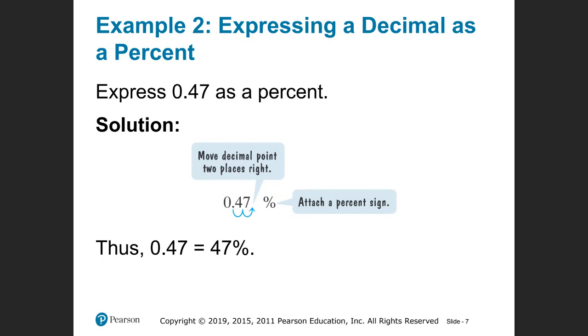If you don't have a decimal, for example, if this had been 47, place a decimal point at the end of the number and then add zeros and move the decimal point 2 places to the right. So 47 would be 4,700%.